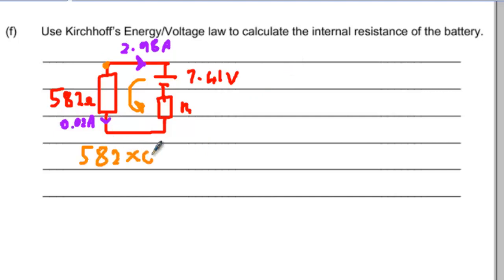582 times 0.02, and that's minus, because it would be minus IR because we're going in the same direction as the current. We come up here and our current's actually still going down, so we're going to add 2.98 R because we don't know what that resistance is, and we go from little to big, so we're going to add 7.41 volts, and the sum around a closed loop must be 0.